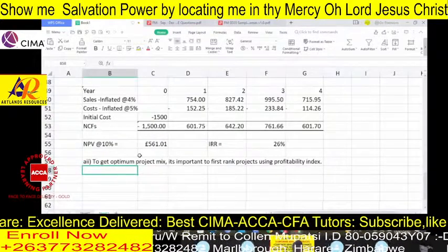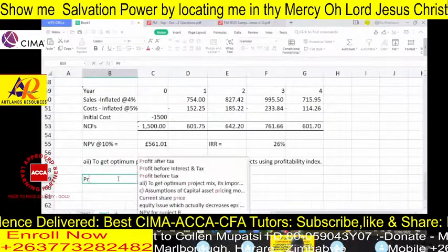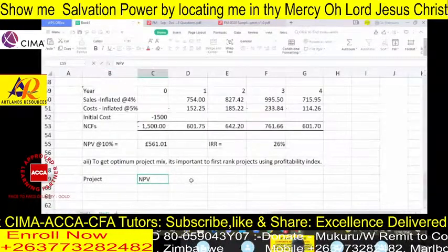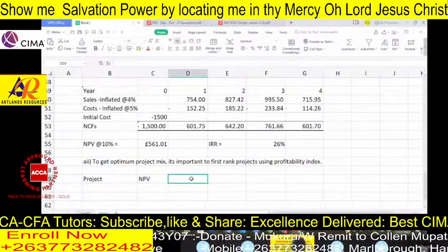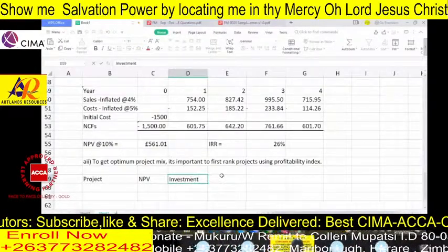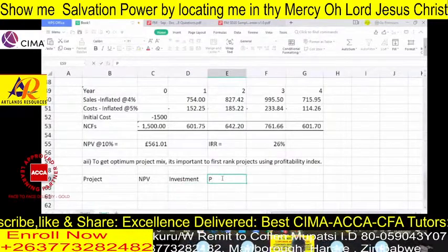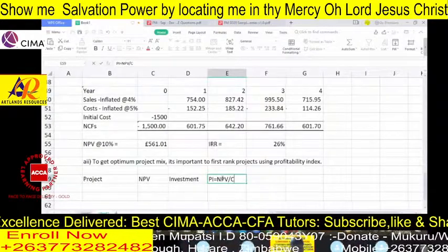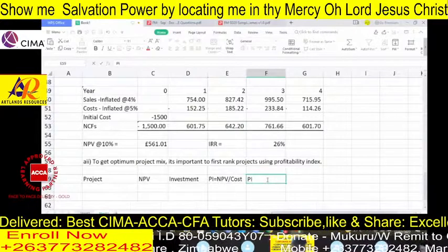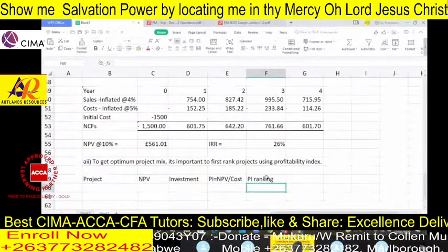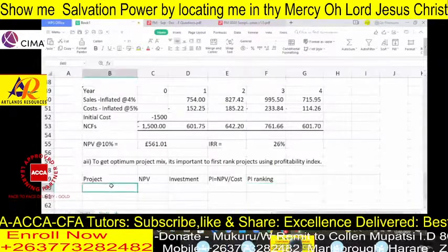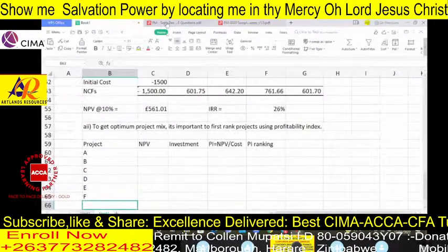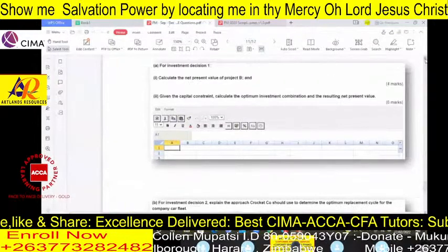So let us do it. You say project, then you say NPV, then cost. By cost, we mean initial outlay, which we call investment. And then you say profitability index, PI equals NPV over cost, and then PI ranking. Let us rank this up. Your projects, you delineate them as A, B, C, D, E, F. I don't know, are they getting to G? Check if they are getting to G or not.